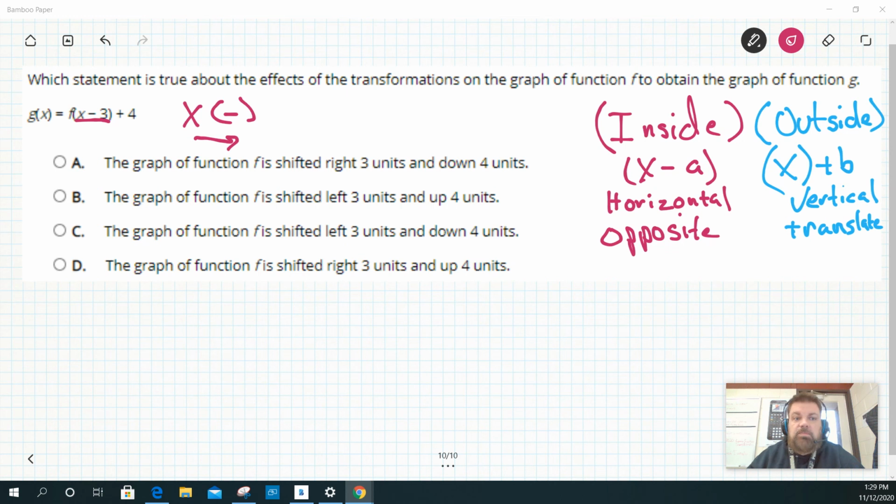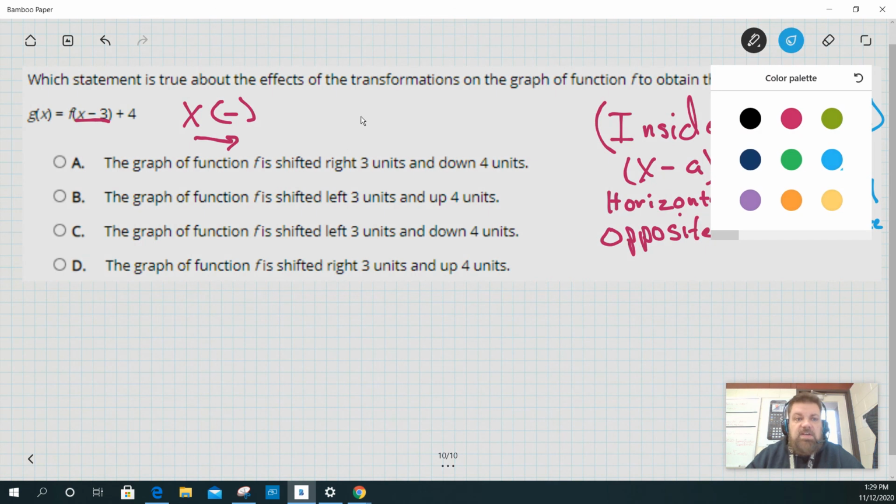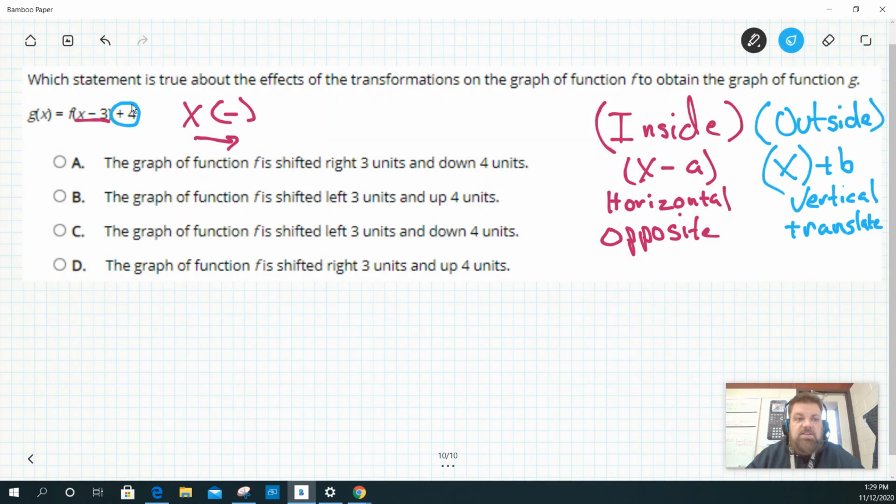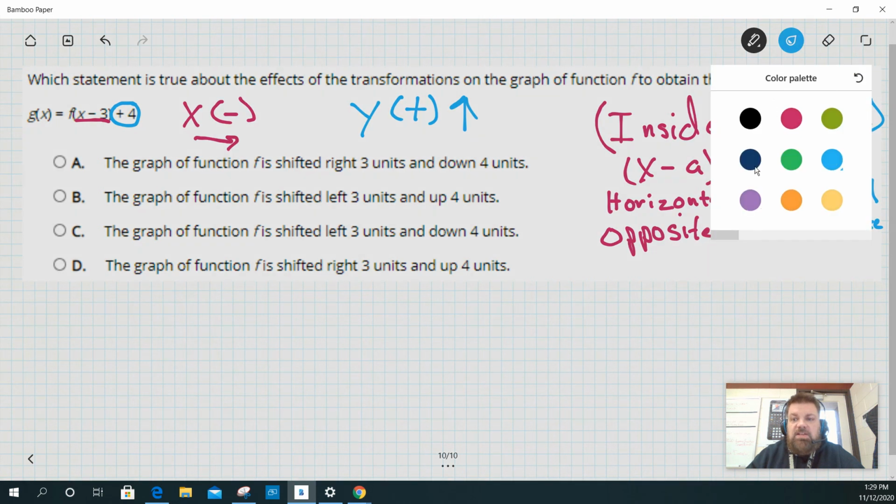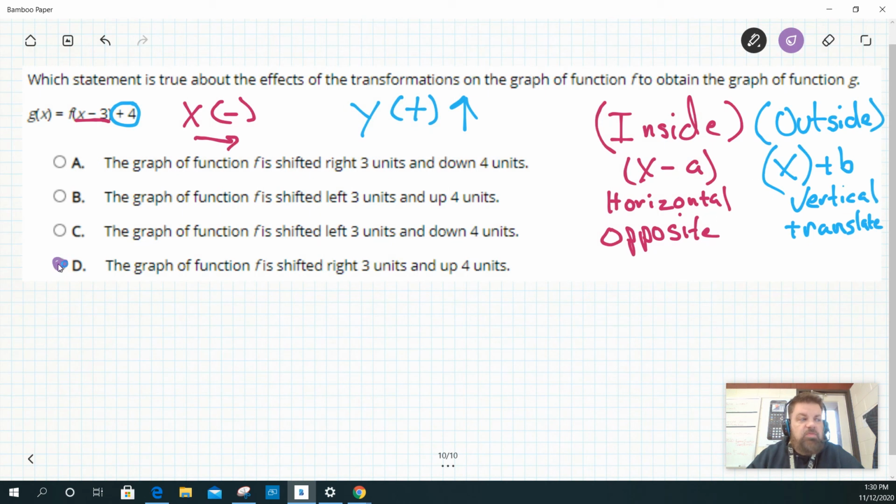So that's a horizontal. Now, when I look at the plus 4, because that's outside the parentheses, that's the vertical. So that's dealing with the y, and if it's positive, it goes up. Okay? So what does that mean? Well, that means that in this particular function, the graph is going to shift to the right 3 units, and it's going to go up 4. So to the right 3 units and up 4.